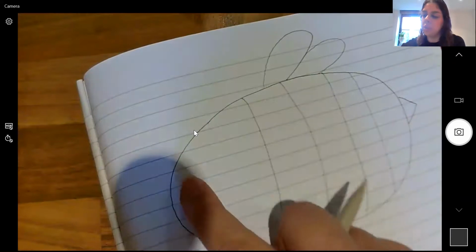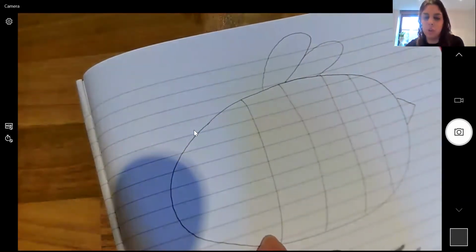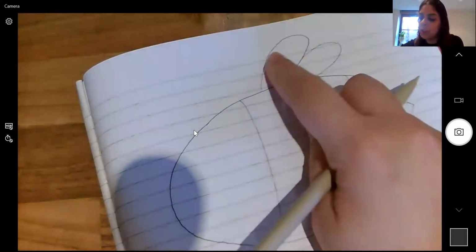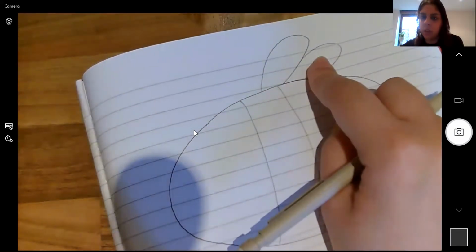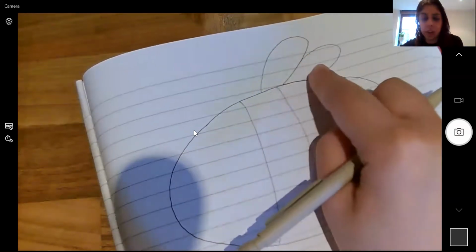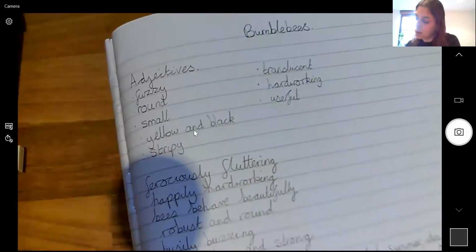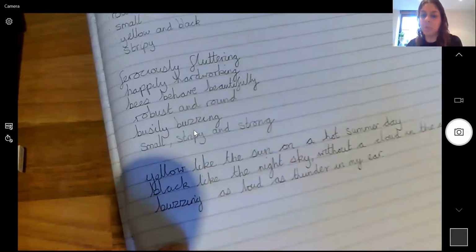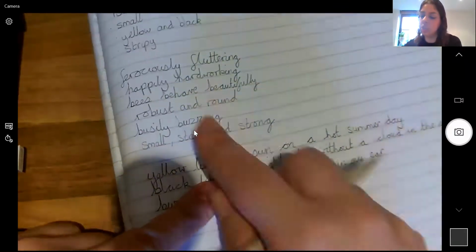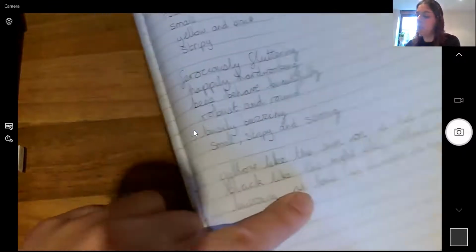And then what you can do is you can start doing your poem inside it. Now you might do yours bigger, larger than mine, but you can draw it and you can do the poem parts inside. So for example, if you were describing the wings in part of your poem, you might put that section inside the wings. So for example, if I go back to my notes earlier on, for my wings, I have said, buzzing as loud as thunder in my ear. And the buzzing comes from the ferociously fluttering wings. So I might put ferociously fluttering in the wing section.